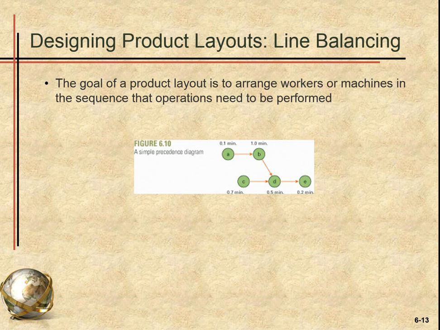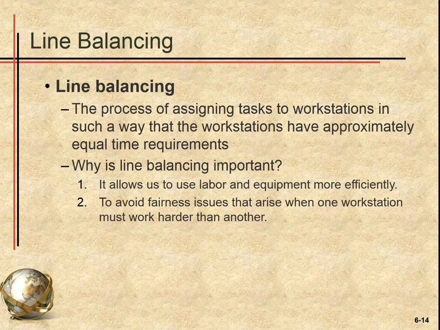Now, another concept of line balancing, and that's the balancing part of it. You want to make sure that overall each process takes about the same time. You don't want to have bottlenecks. You don't want to have parts of your manufacturing process being inefficient and holding everyone else.